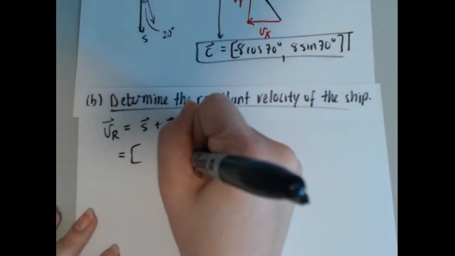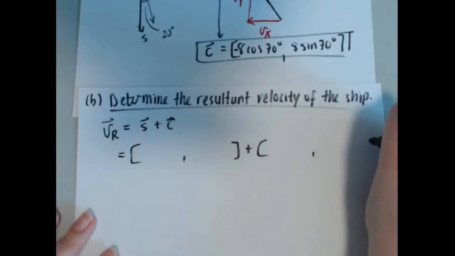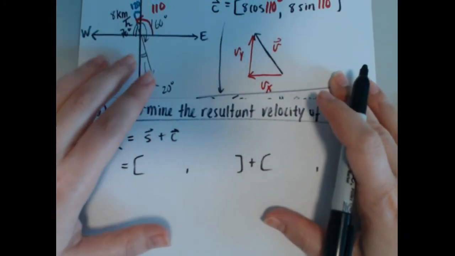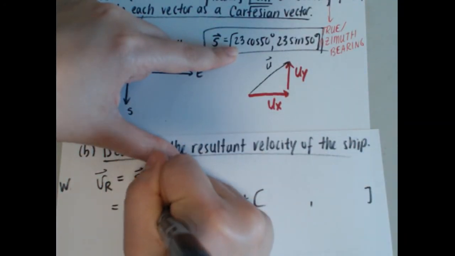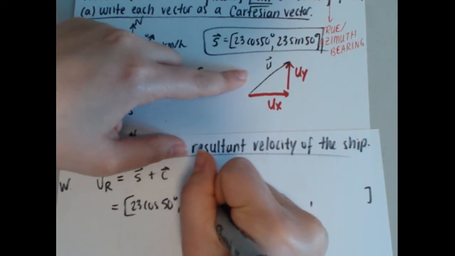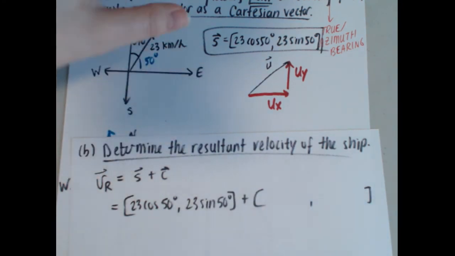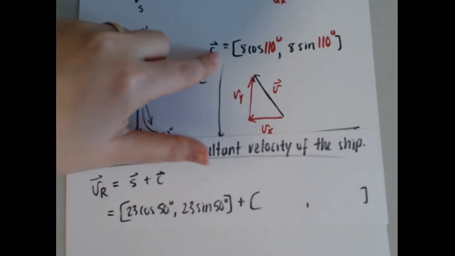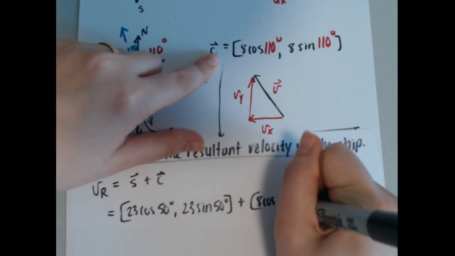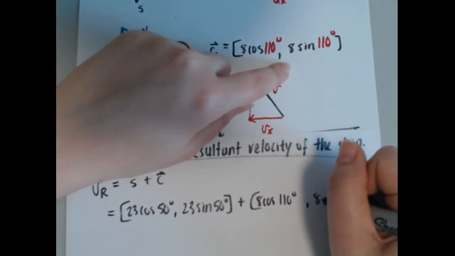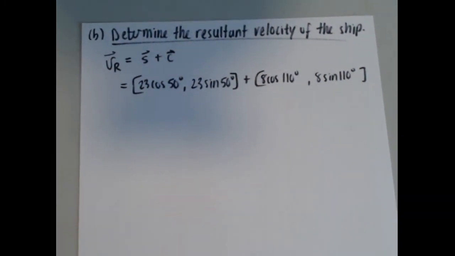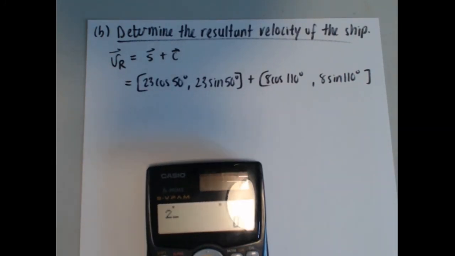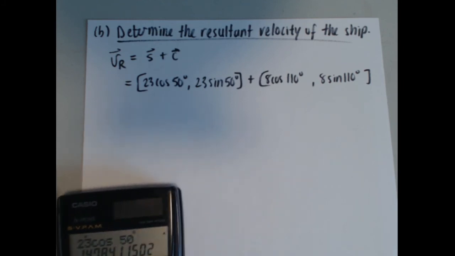Each of these was its own vector, so I'm just going to lay this out from the beginning. S we found up here, so let me bring that back. S was 23 cosine 50 degrees, comma, 23 sine 50 degrees. And C was 8 cosine 110, or you can use minus 8 cos 70, and then 8 sine 110. Now, if I actually punch these into my calculator, 23 times cosine 50 is about 14.78.